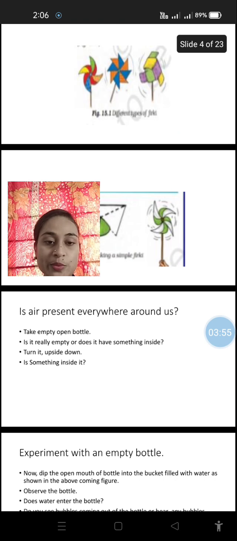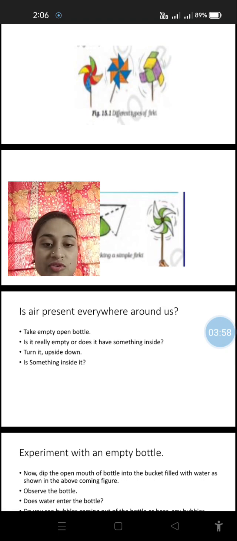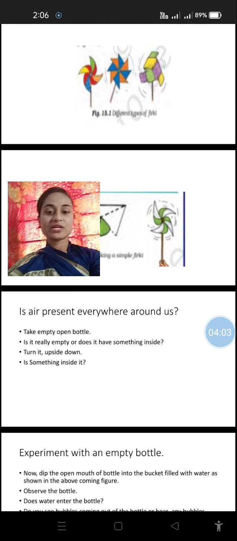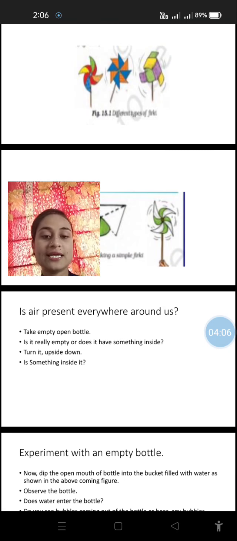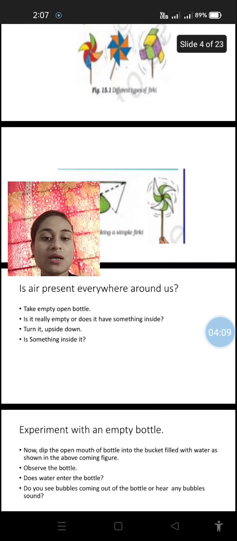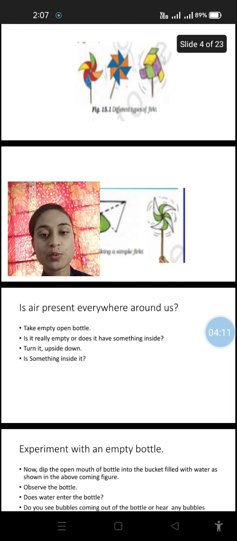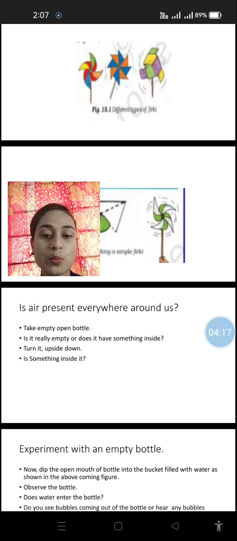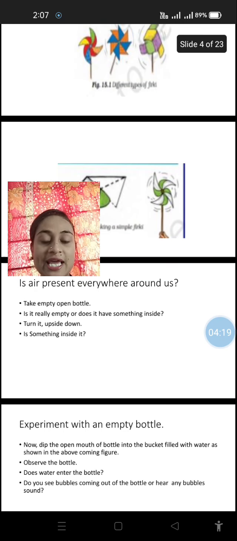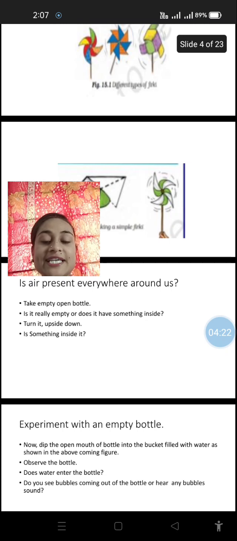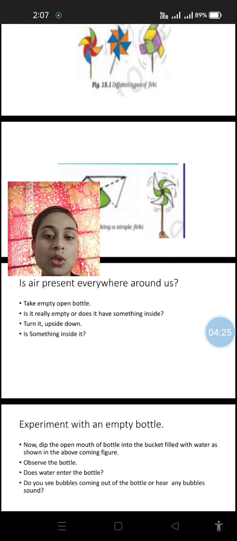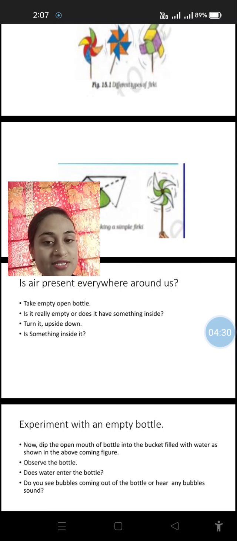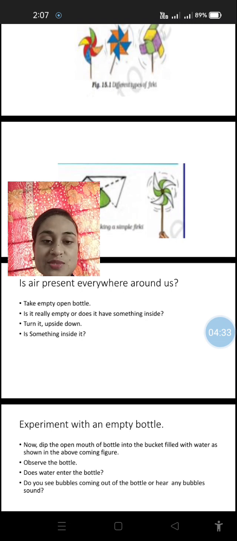Now in our next PPT, is air present everywhere around us? This is the biggest question asked in the textbook. So let's see with some proofs whether it is around us or not. The very first point is, take an empty open bottle. The second point is, is it really empty or does it have something inside? This is the question asked about this experiment.